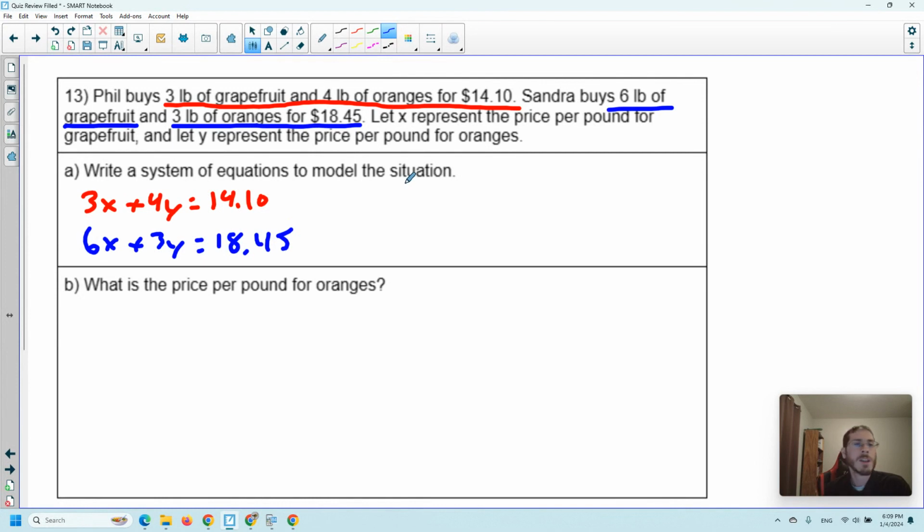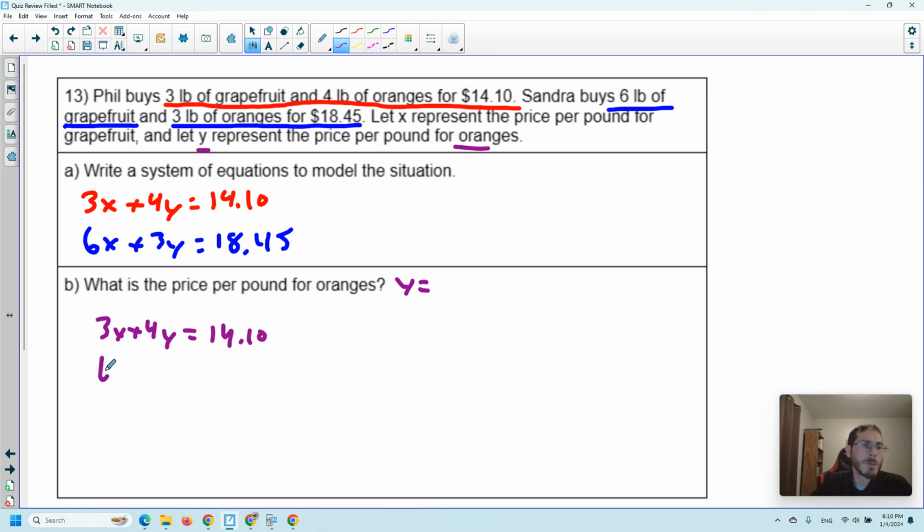So that's it. B asks, what's the price per pound for oranges? So again, we have any method at our disposal. We're told that y is the oranges, so we're trying to find out what y equals in this question. So if you know that, you could just graph it and grab the y coordinate. The way this is set up, it's designed for a nice, easy elimination. So if we wanted to do elimination, 3x plus 4y is 14.10.